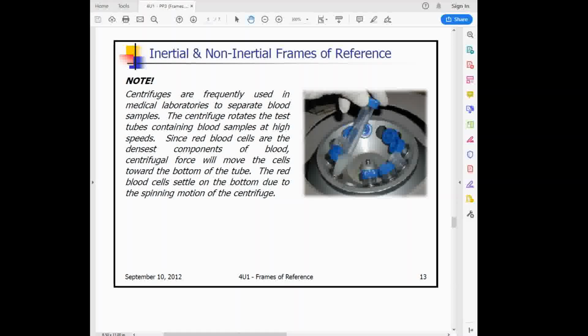This would help separate the blood samples so that a lab technician or a medical practitioner can do what they need with those samples of the blood. They can take the components that they exactly need.